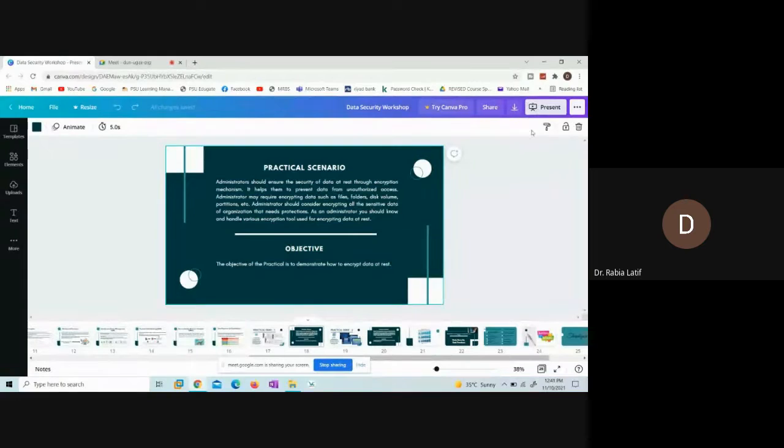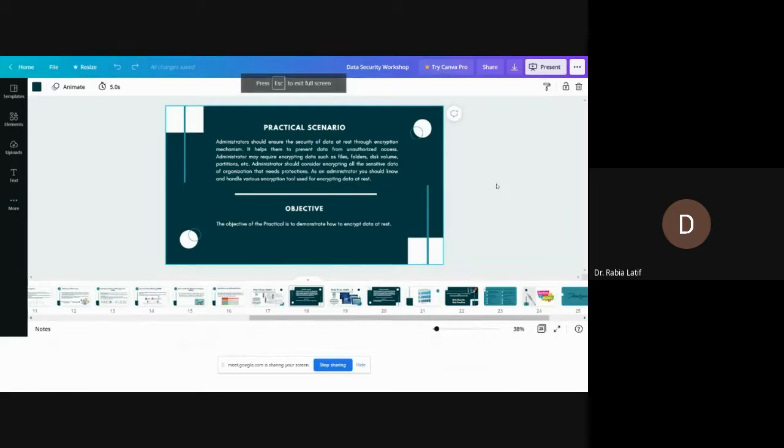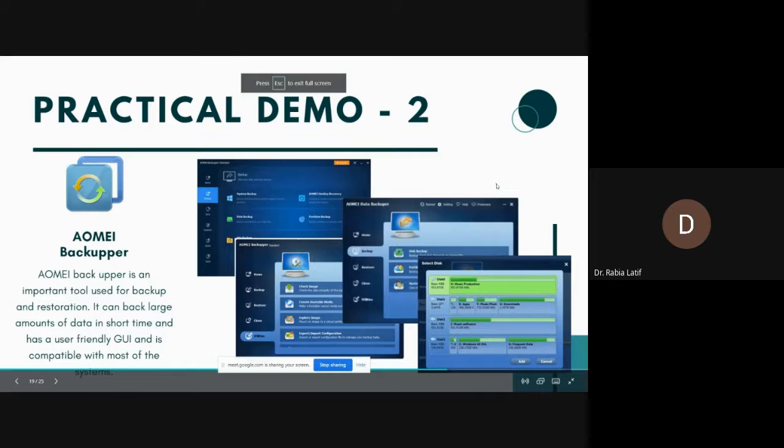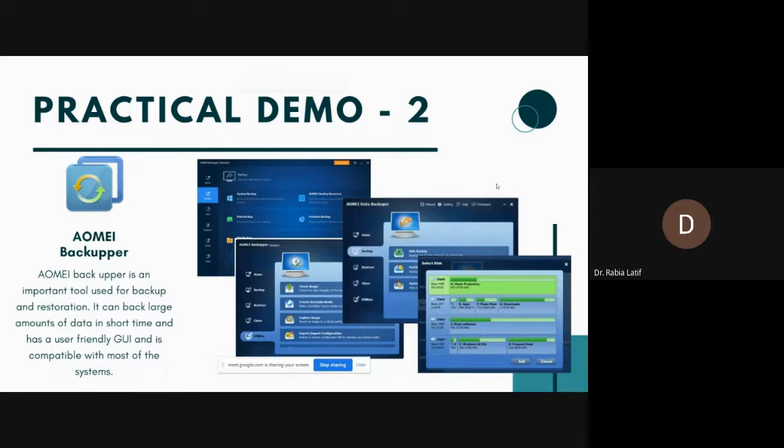Okay, let me go back to the second practical. So the second practical demo is using the AOMEI Backupper tool, which is a very important tool used for backing up your data and then restoration. It can back up a large amount of data in a short period of time, has a user-friendly graphical user interface, and is compatible with most systems.